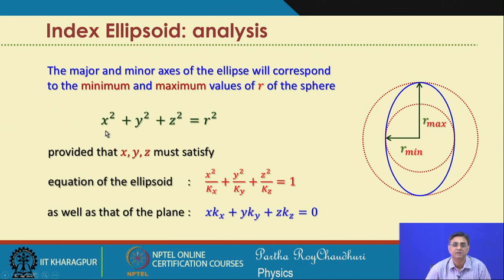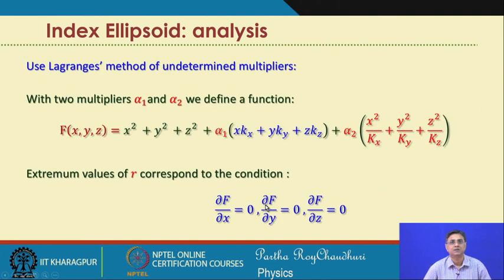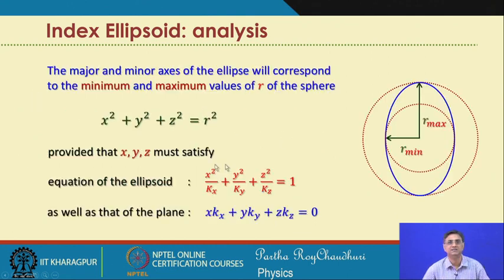So, we have an imaginary sphere. This will correspond to 2 spheres which will give you the value of r max and r min, and the spheres will simultaneously satisfy these 2 equations. So, we can write a function which involves all the 3 conditions: that there is a sphere, there is the equation of an ellipsoid and the equation of a plane.